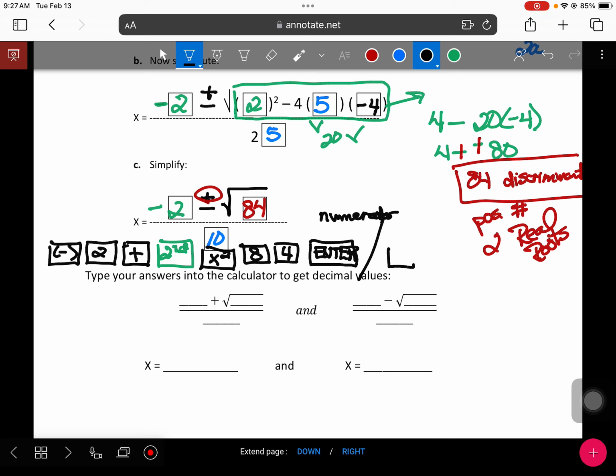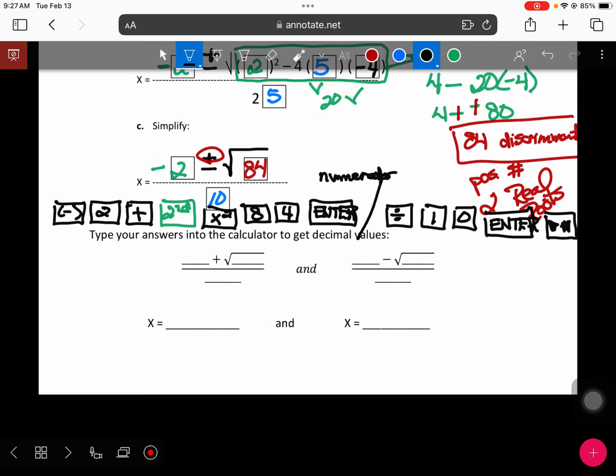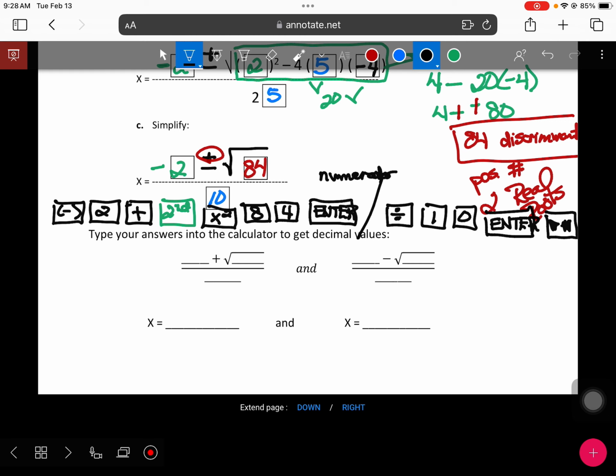Then you hit divided by, and then my number down here is 10. And the final, not the final yet, you hit enter again. And then finally, right above enter, you hit the 2 arrow buttons. And you should get a decimal. So down here at the bottom, it's negative 2 plus the square root of 84 divided by 10. What did you get as a decimal?